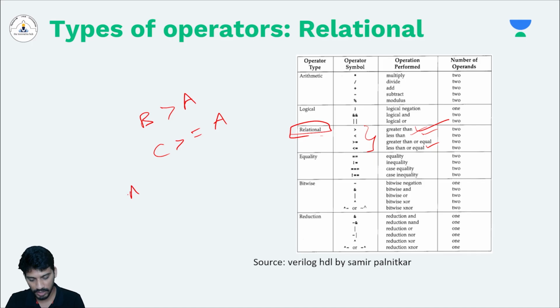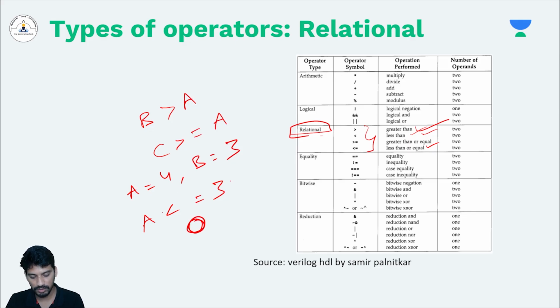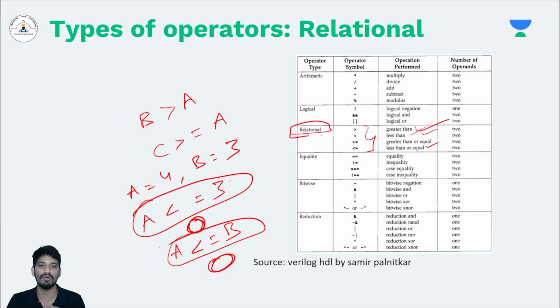Let's take an example. Let's say A is equal to 4 and B is equal to 3. Then if A is less than or equal to 3, in this statement the output will be 0 because it is false. A is not less than or equal to 3, and if you take A less than or equal to B, in this statement also the output is 0 because A is not less than or equal to B. The output will be either 0 or 1, and it will go to X if any operand has X in its value.